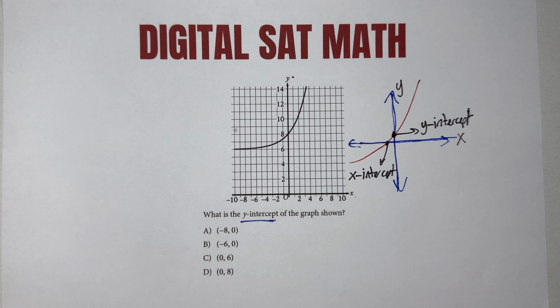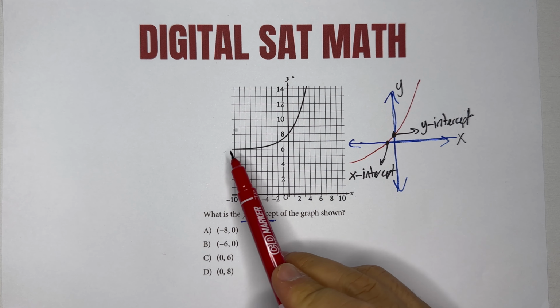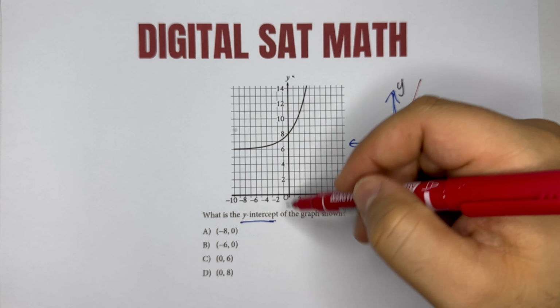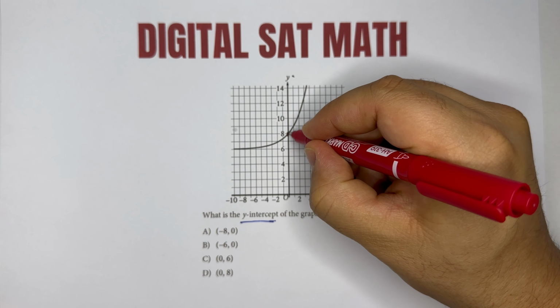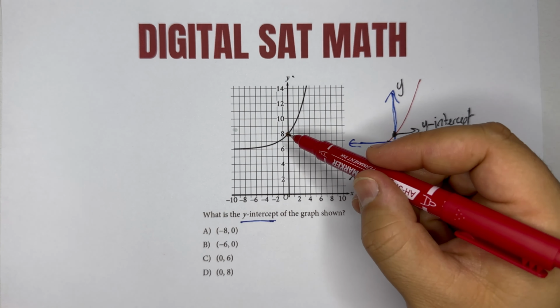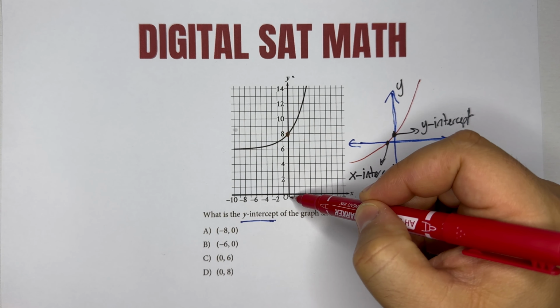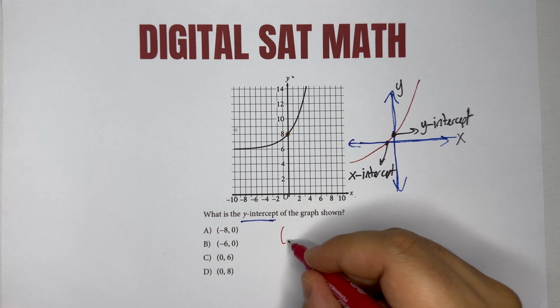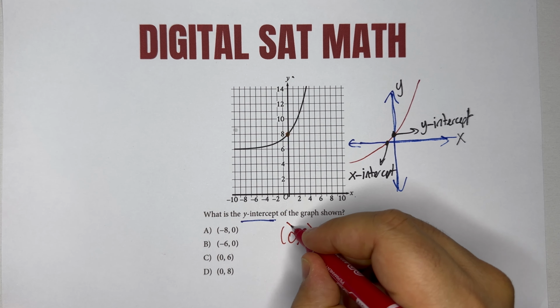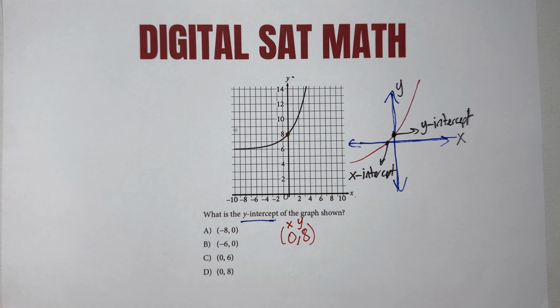consider in this question, where is the y-intercept? The graph goes from over here and is intersecting with our vertical line on this point. And what is the value of that point? The y value is 8 and the x value is 0. So (0, 8) will be your answer, because this is the x value, this is the y value.